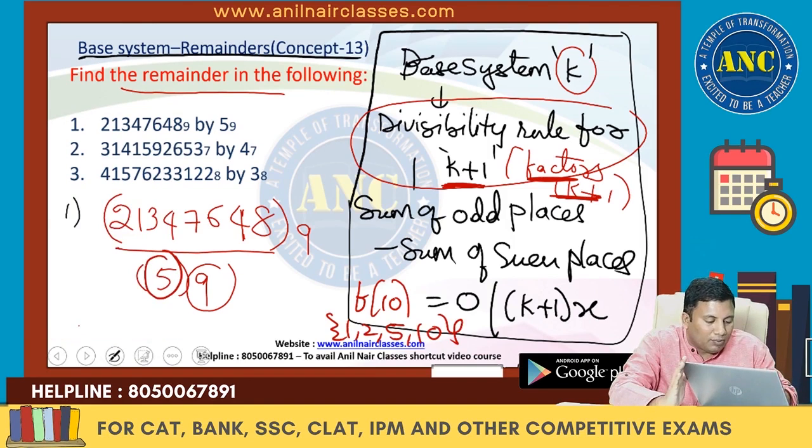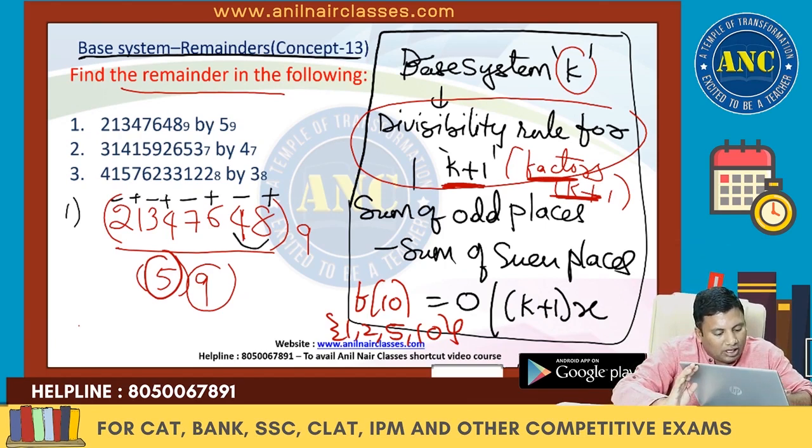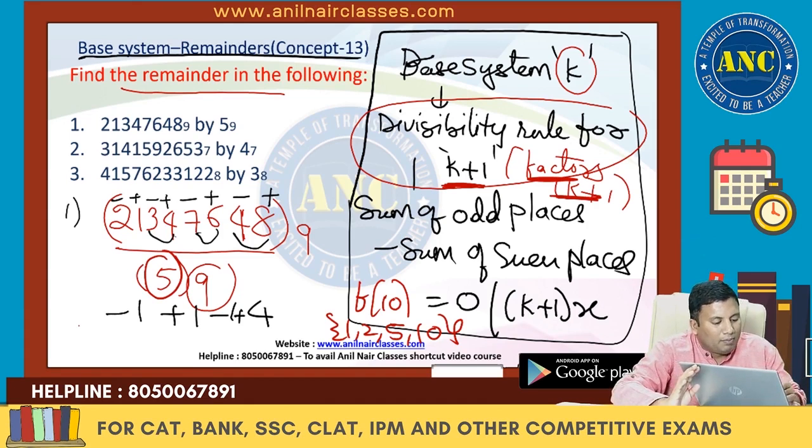Start from the rightmost. Odd places, alternatively keep plus minus, plus minus, plus minus. That is how we do sum of odd places minus sum of even places. 8 minus 4 is 4. 6 minus 7 is minus 1. 4 minus 3 is plus 1. 1 minus 2 is minus 1.